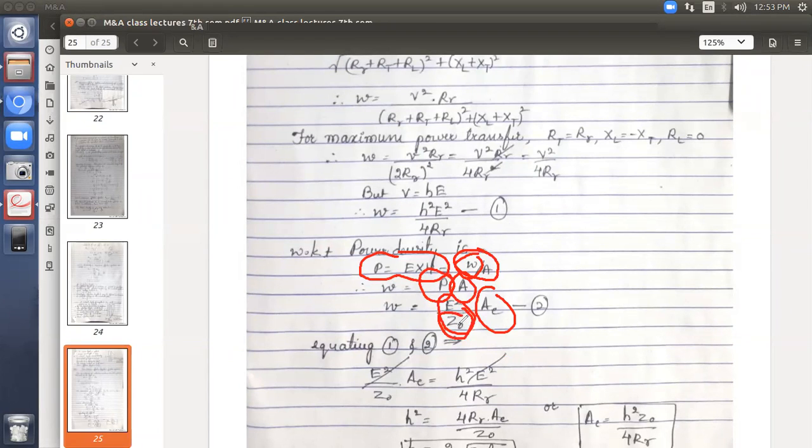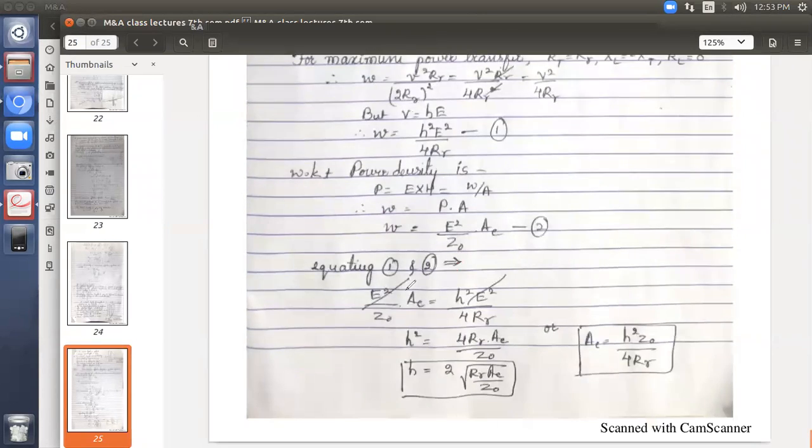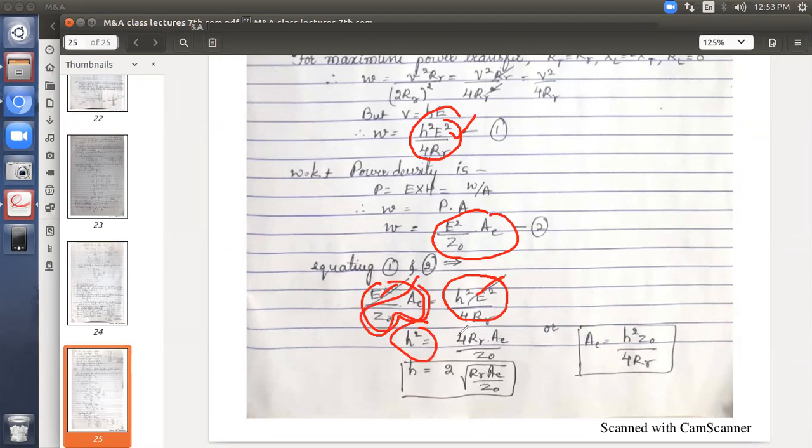Impedance value is how much? You have already seen, it is 377 something ohm, that is 120 pi. Okay, E square by 120 pi. So this is also a radiated power. Equate both of them. If you equate, H square E square divided by 4Rr, and this E square divided by Z naught into AE. E square gets cancelled. H square is equal to AE divided by Z naught, and the denominator 4Rr will go to the numerator.